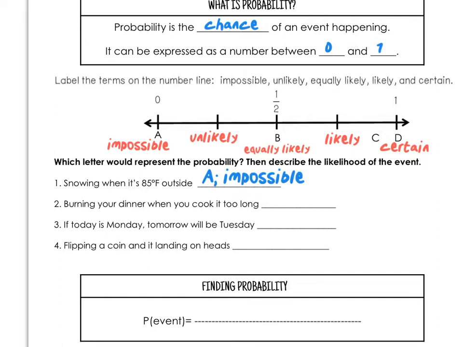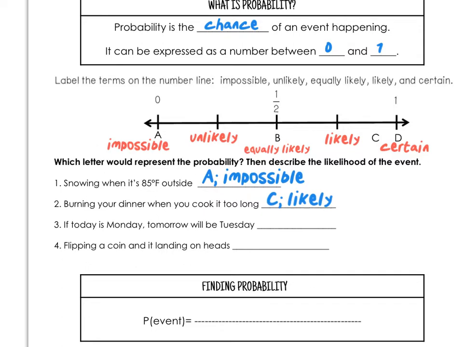Now let's look at problem 2. Problem 2 says burning your dinner when you cook it too long. Well, that's probably going to be likely to happen. So here it's either going to be a 50-50 chance, or a C where it's more likely to happen, or a D where it's absolutely going to happen. I would guess that would be C where it's likely to happen. So let's go ahead and write C, and for the likelihood we say it's likely.